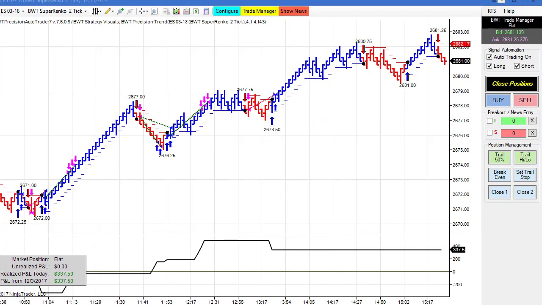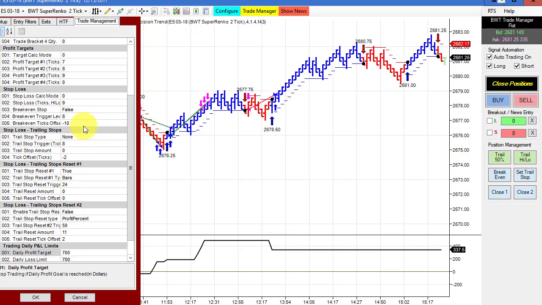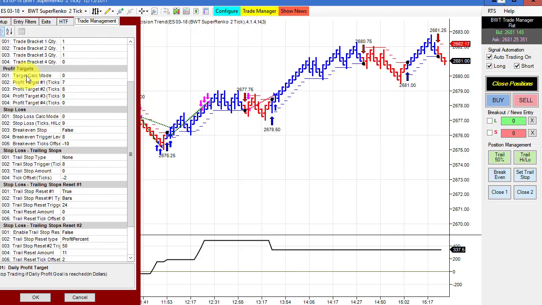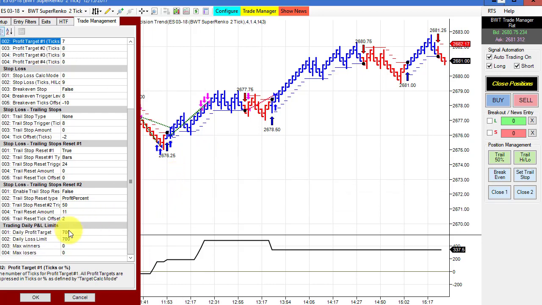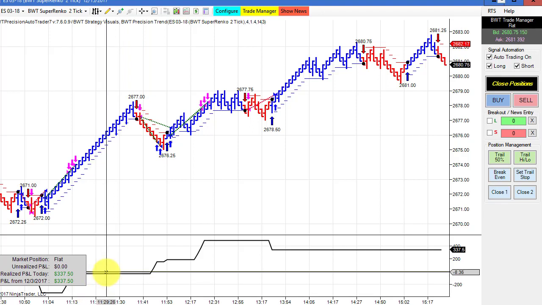Okay, next up is the E-mini S&P. This has been a real consistent performer with targets of 7, 8, and 9 ticks. Here's our template name here, and then here is the setup here. So our profit targets on this are 7, 8, and 9 ticks with a 700 daily goal and 700 loss limit. This chart has actually been pretty reliable, a pretty solid performer.